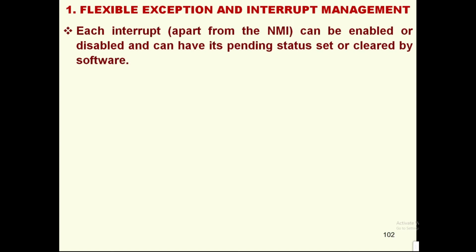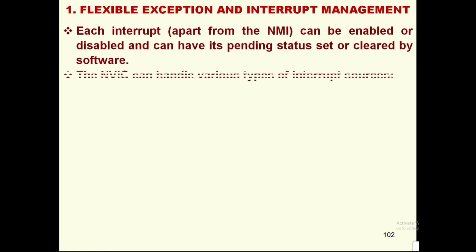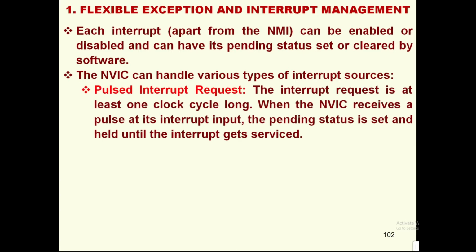Each interrupt apart from the non-maskable interrupt can be enabled or disabled and can have its pending status set or cleared by the software. The nested vector interrupt controller can handle various types of interrupt sources. Pulsed interrupt request means falling edge and rising edge is called a pulsed interrupt request here. The interrupt request is at least 1 clock cycle long. When the nested vector interrupt controller receives the pulse at its interrupt input, the pending status is set and held until the interrupt gets serviced.